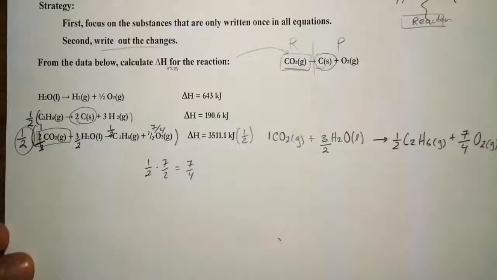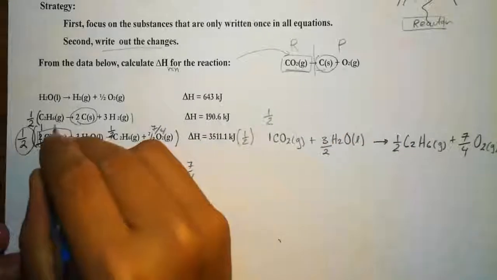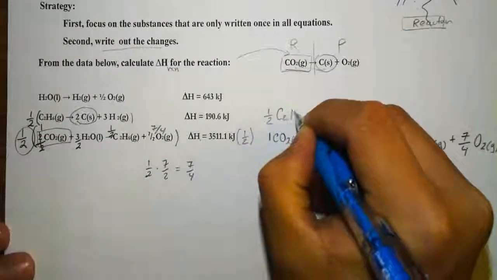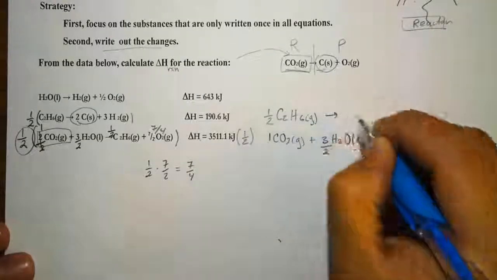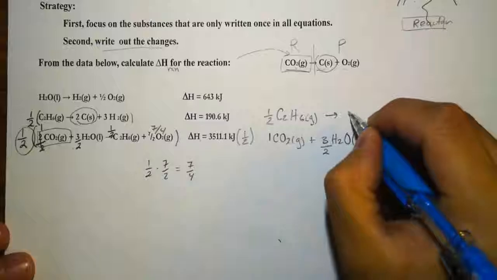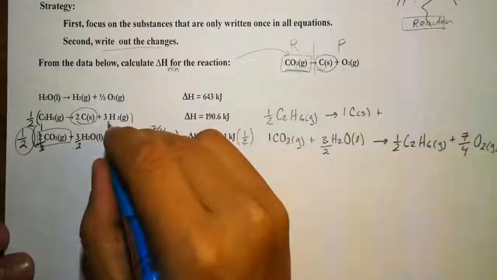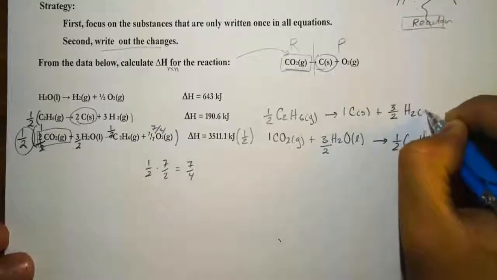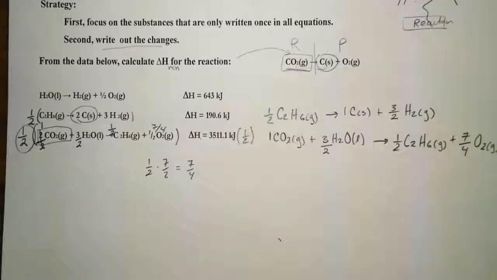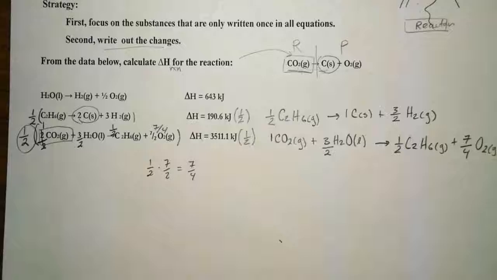Okay? So if we do that, let me rewrite again, 1/2 C2H6 gases. And that produces, what is 1/2 times 2? Of course, it's 1 carbon in a solid. And then what's 3 multiplied by 1/2? Of course, that is 3/2 of H2 in gaseous form. Isn't that easy? And of course, we had to multiply this by 1/2. Then what's the next thing we have to do?